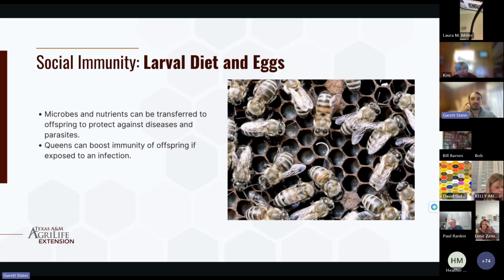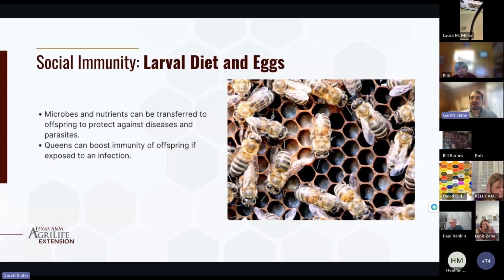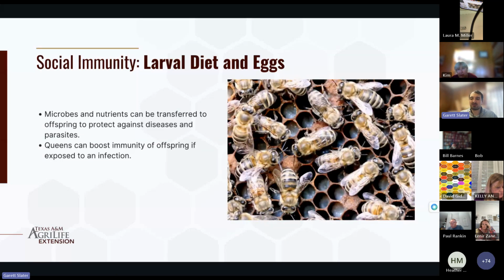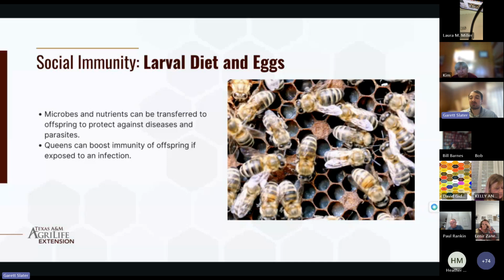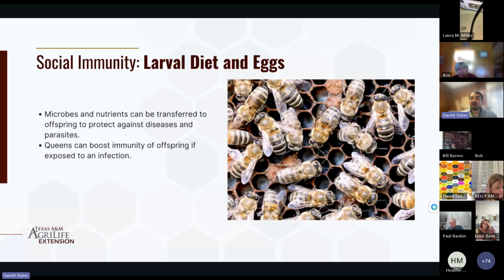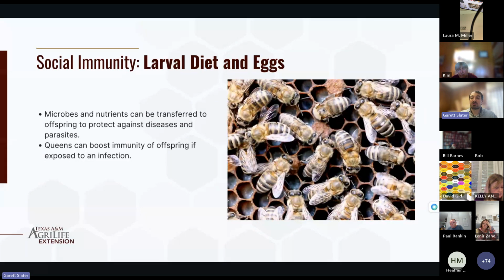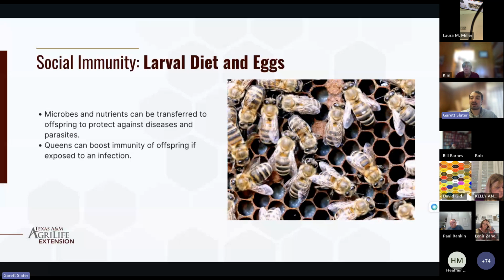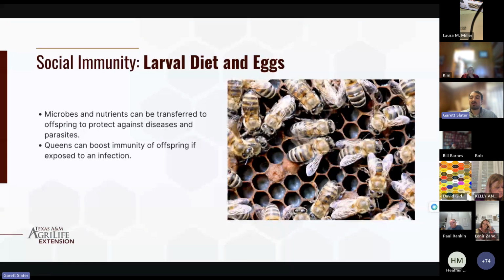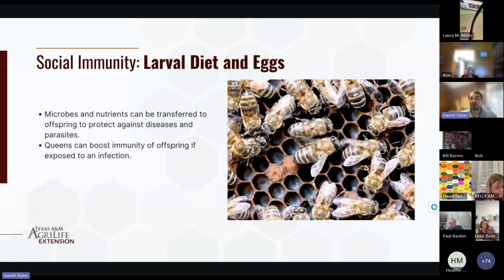Another way is larval diets and eggs. One thing that bees do is they add microbes, nutrients, antioxidants and antibiotics to the food given to the larva. And so if there's an infection in the colony, they'll increase these microbes, antibiotics, and other things in the brood so they can better combat these diseases later on. And so this larval diet is extremely important, and a really important way for the larva and future workers to combat a lot of these diseases.